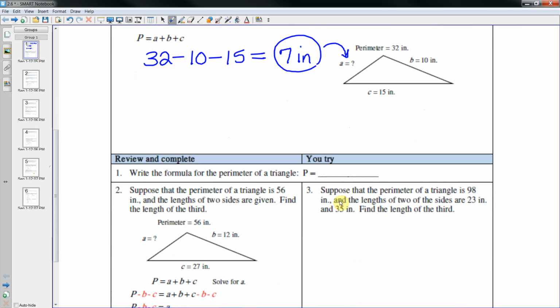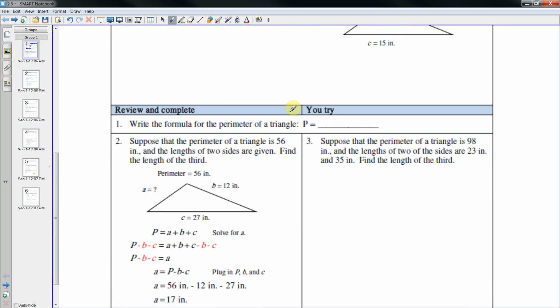Let's look at this one at the bottom. In the middle it says write the formula, so a plus b plus c. Okay, so the perimeter of a triangle is 98 inches, so they didn't draw the picture this time. So that equals my p. The length of 2 sides are 23 and 35. Find the length of the third.